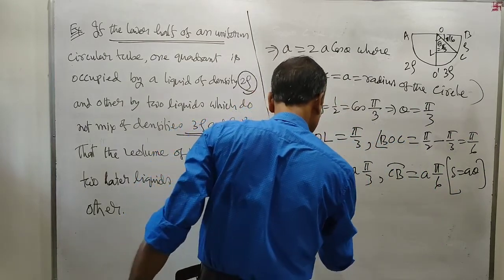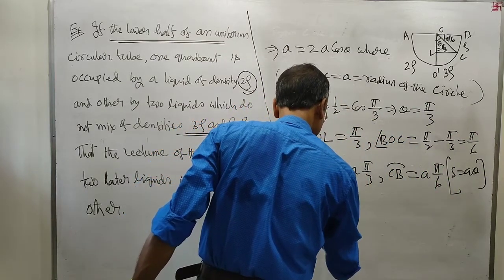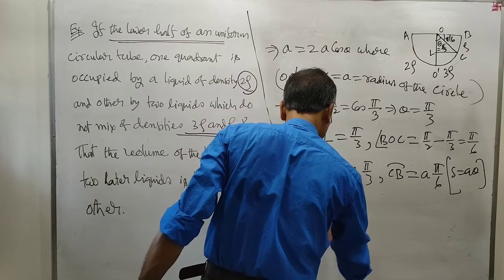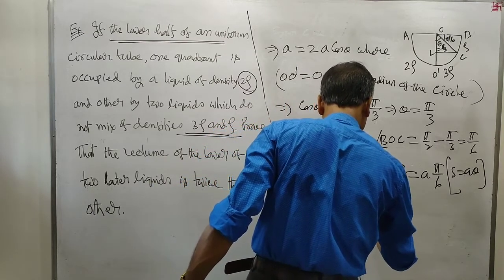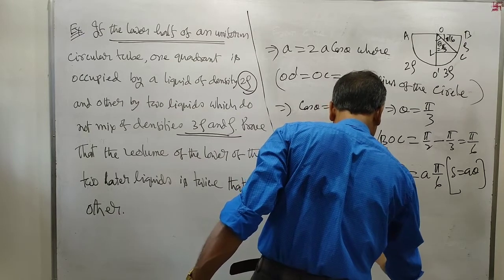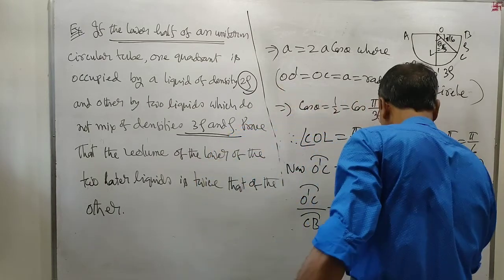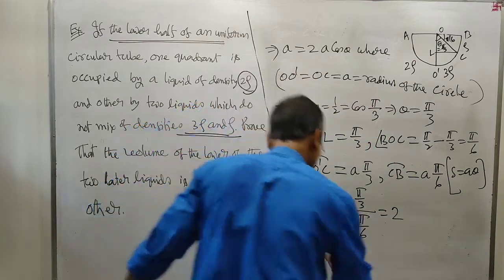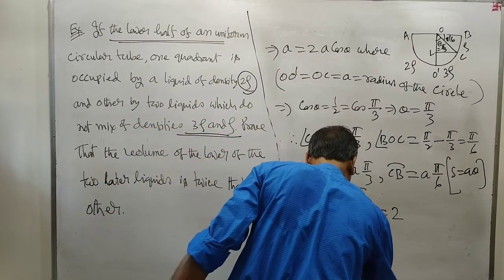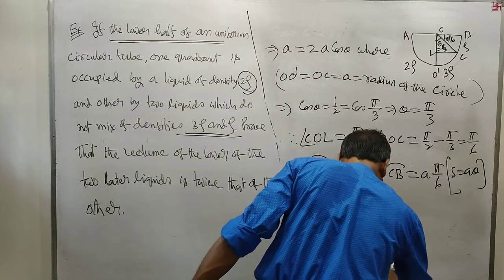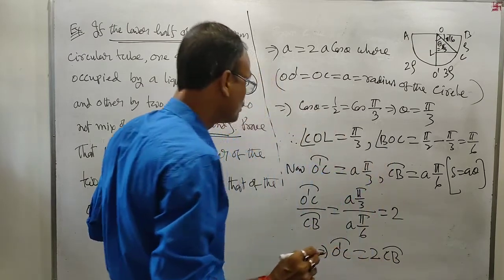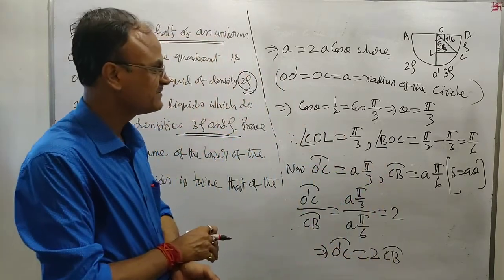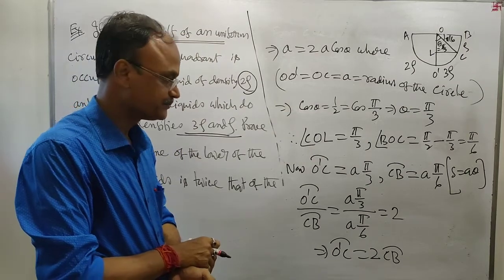Now OC by CB equals A into pi by 3 divided by A into pi by 6, which is equal to 2. This means OC is equal to 2 times CB.